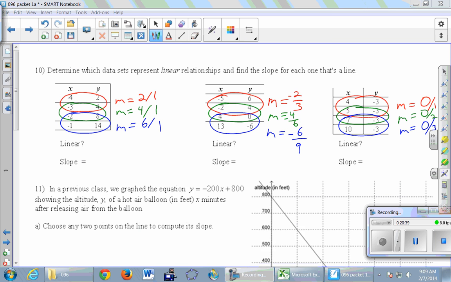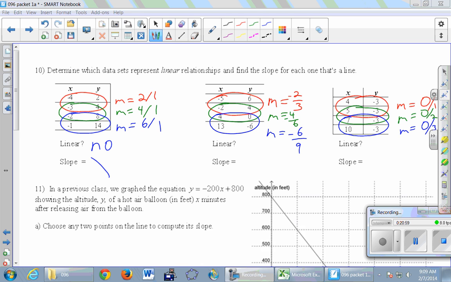So what did we observe about the slopes for the first box? They weren't the same. So is this a line or not? No, it's not. So what is the slope? The question doesn't even make sense. It's not a line, so there's no slope to be calculated.